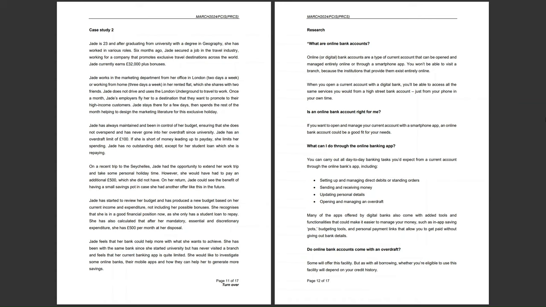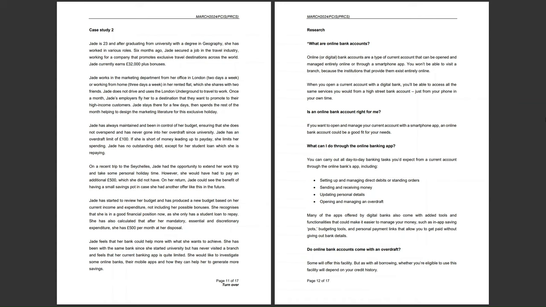So the Seychelles is an island chain in the Indian Ocean, and she obviously needed an additional £500. She could see the benefit of having a small savings pot in case she had another offer like this in the future. Later on in the case study, we're going to look at potential borrowing as well, so it might be worth, at this stage, just knowing the benefits and the drawbacks of savings versus borrowing.